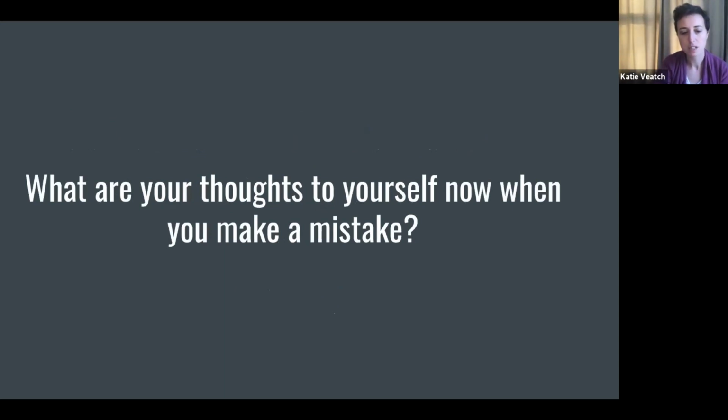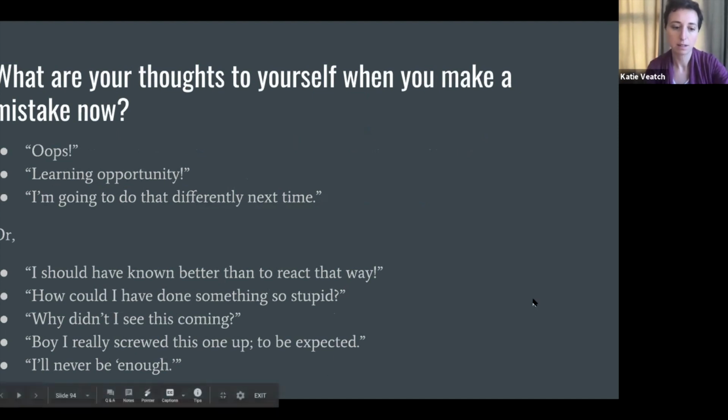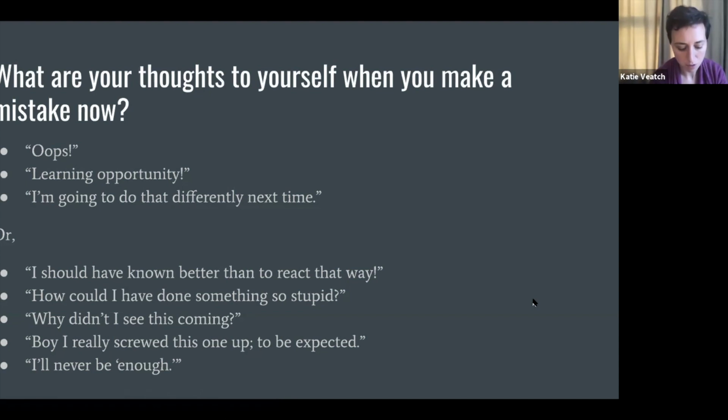And now my question is, jump back to where you are now, and what are your thoughts to yourself now when you make a mistake? Are you thinking, oops, that was a learning opportunity, I'm going to do that differently next time? Or are you doing what many of us do, which is, I should have known better than to react that way. I'm so stupid. What did I expect? I'll never be enough, right? This concept. And where does this come from?